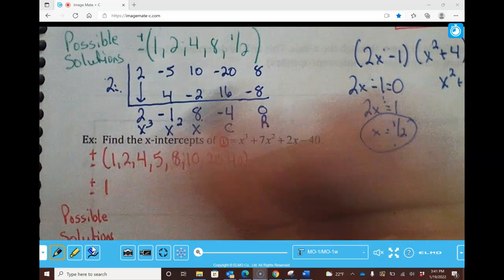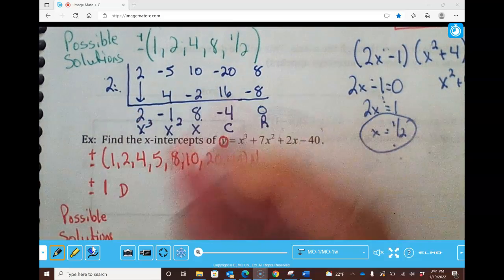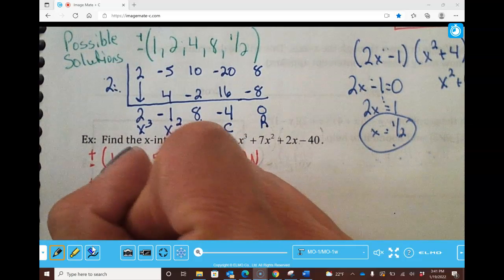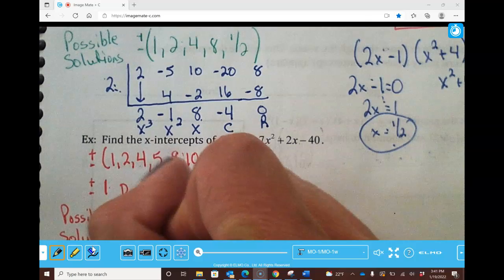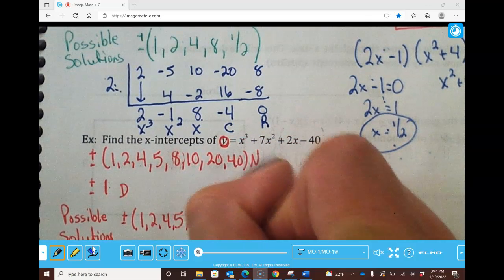And so just a reminder that these will all be your numerator. This will be your denominator. So putting these over 1 essentially just repeats these. So all the possible numbers I would try are these. So I'm going to list them once more just to keep my work the same.